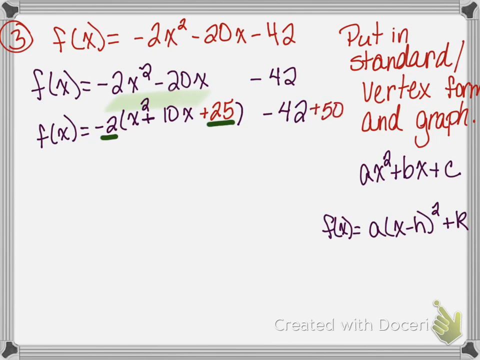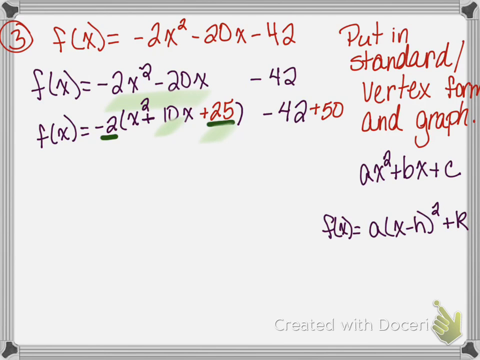Okay, now let me say that again, just to make sure that you're clear on that. Where I got my positive 25 from, I took my 10, I took half of that, which is 5, so I did 10 divided by 2 and got 5, and I squared that number. That's where the 25 comes from. Okay? So x squared plus 10x plus 25 can be factored relatively easily. So I created a perfect square trinomial.